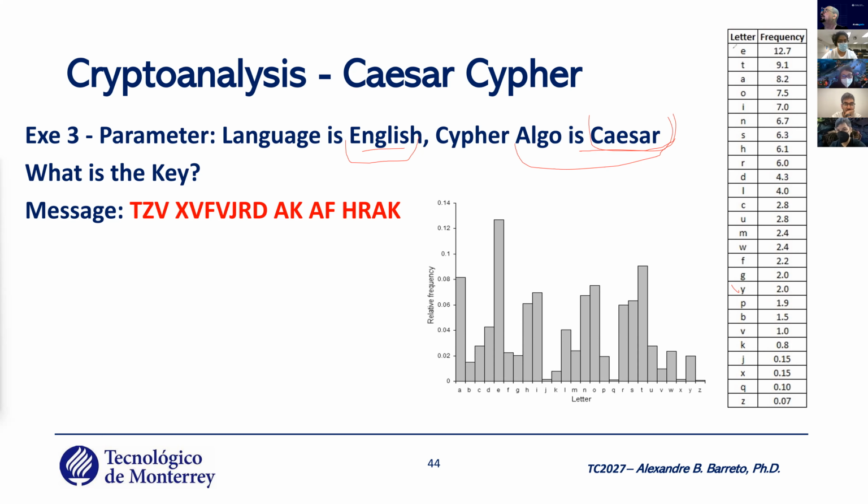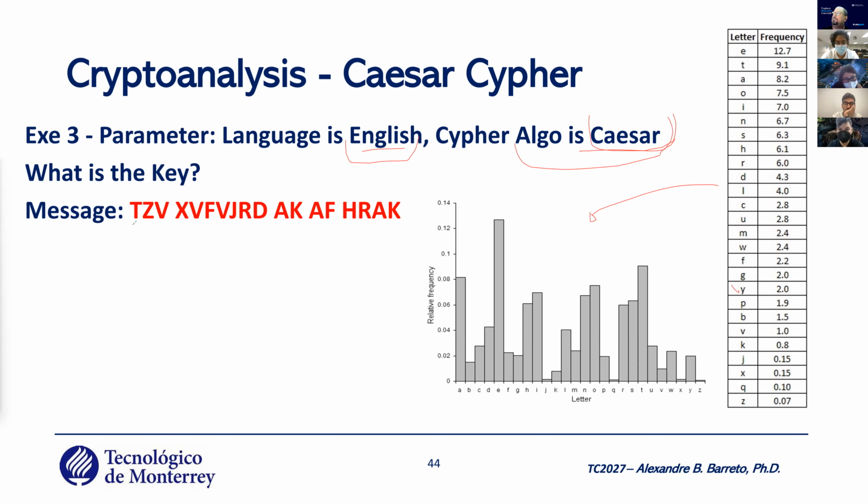What does this table mean? The letter E represents around 30% of the letters that you use in a sentence in English. Did you understand? Okay, T, I, A, around 8%, O, until the Z, which is a less common letter. This table is represented here in this graph. So, how to use this table to retrieve the clear text?